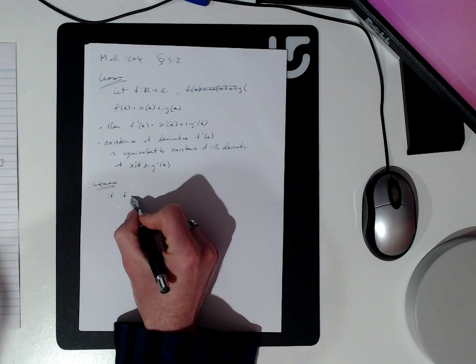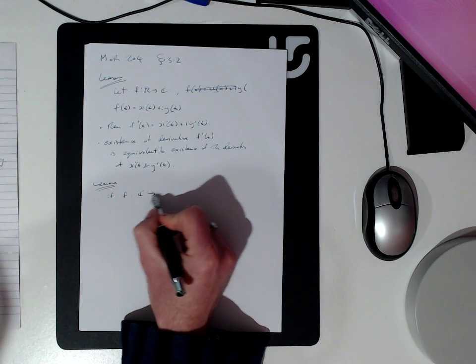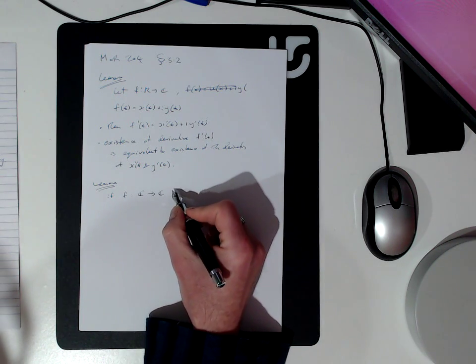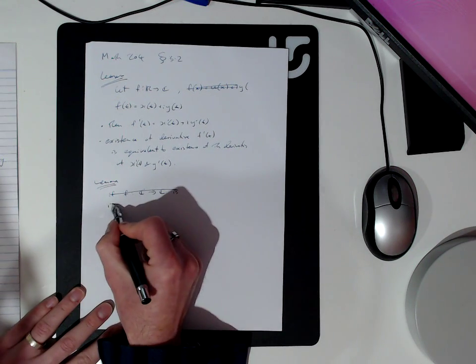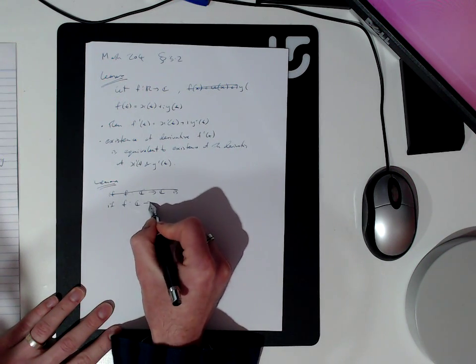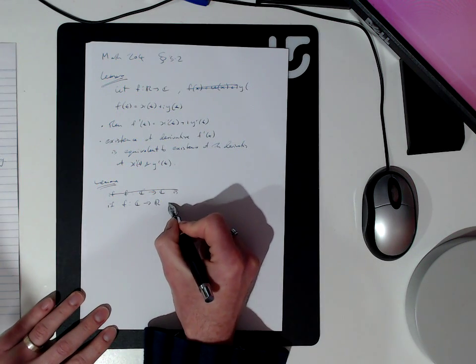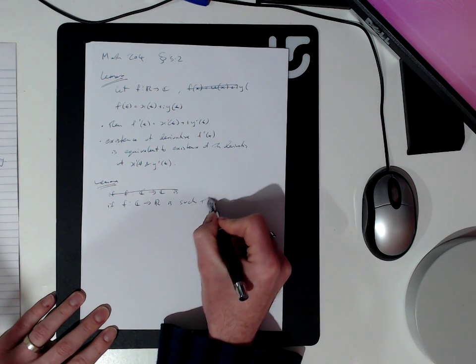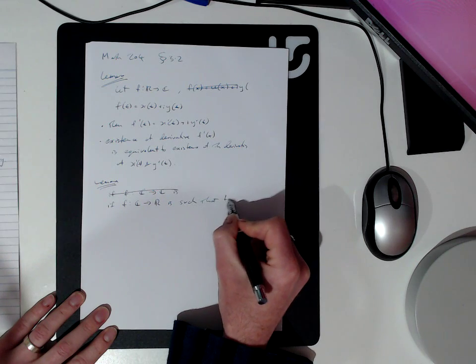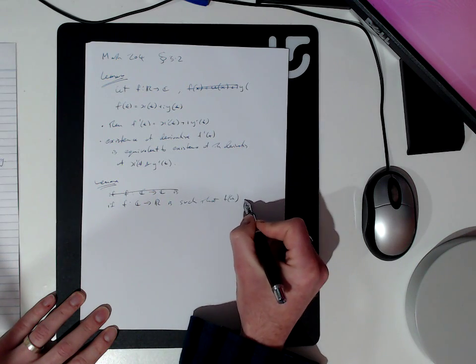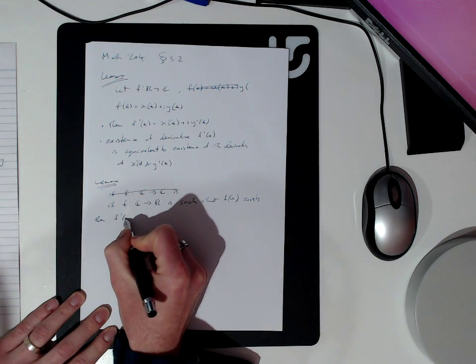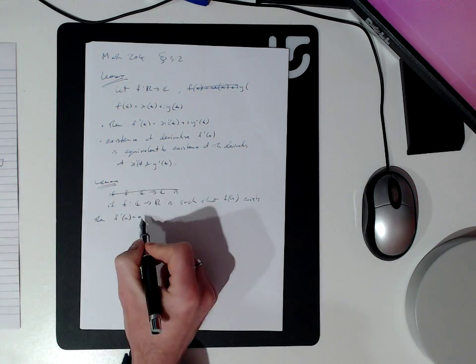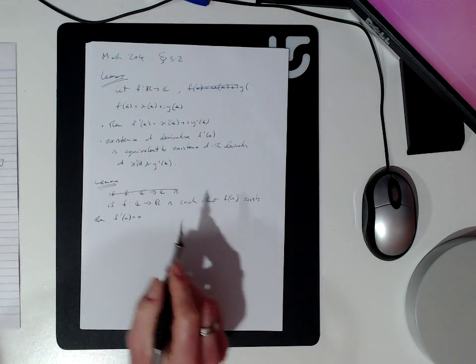If f goes from the complex numbers to the real numbers, and f dash at a exists, then f dash of a equals 0. Woo! Yeah, this is a little weird.